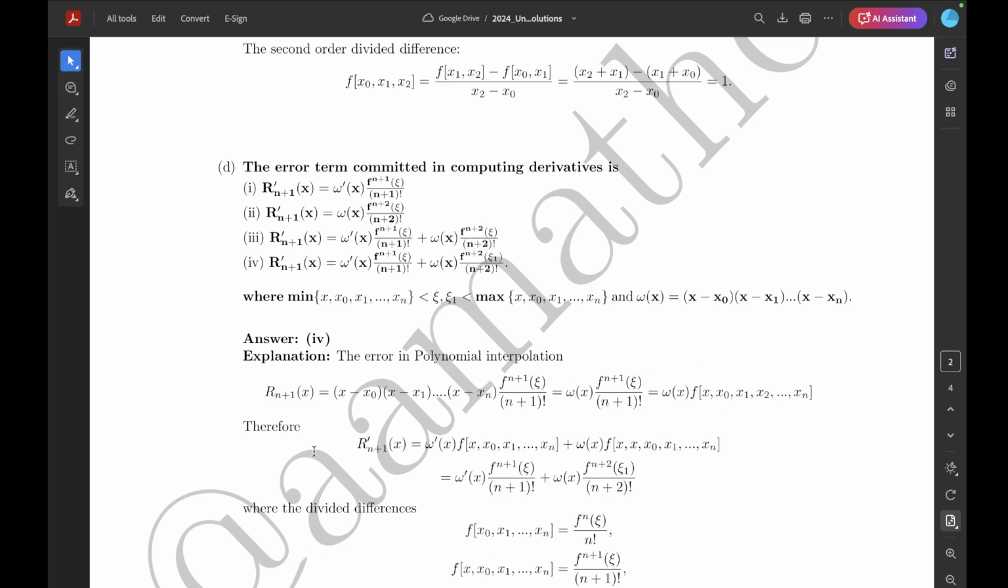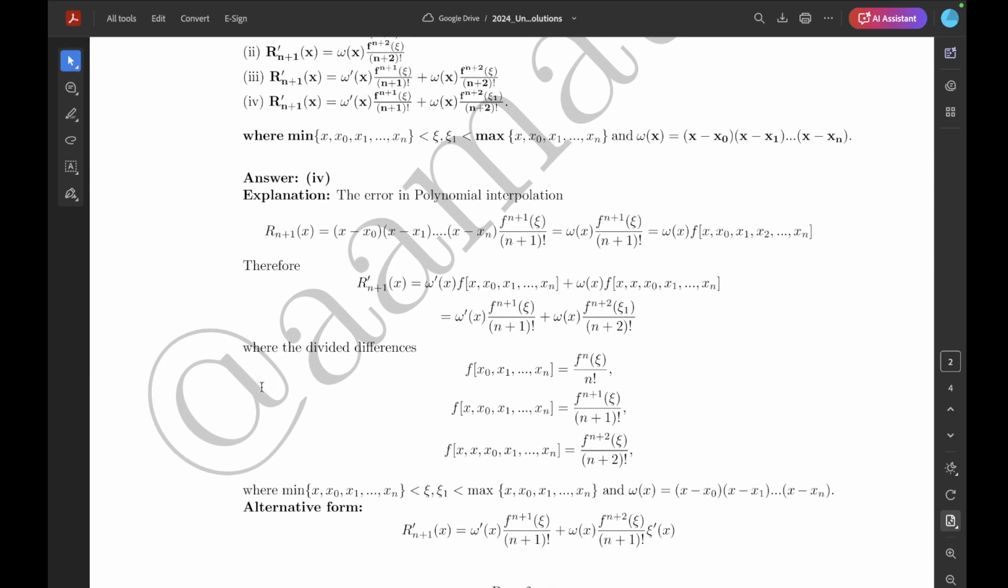We know this relation. So R n plus 1 dash x equal to omega dash x, f of x, x0, x1, up to xn, plus omega x into derivative of this. So this is equal to f of x, x0, x1, up to xn. Now the divided difference f of x0, x1, up to xn is equal to f n xi whole divided by n factorial, and f of x, x0, x1, up to xn is f n plus 1 xi whole divided by n plus 1 factorial. And for this f with two x's, x, x, x0, x1, up to xn, it is f n plus 2 xi whole divided by n plus 2 factorial.